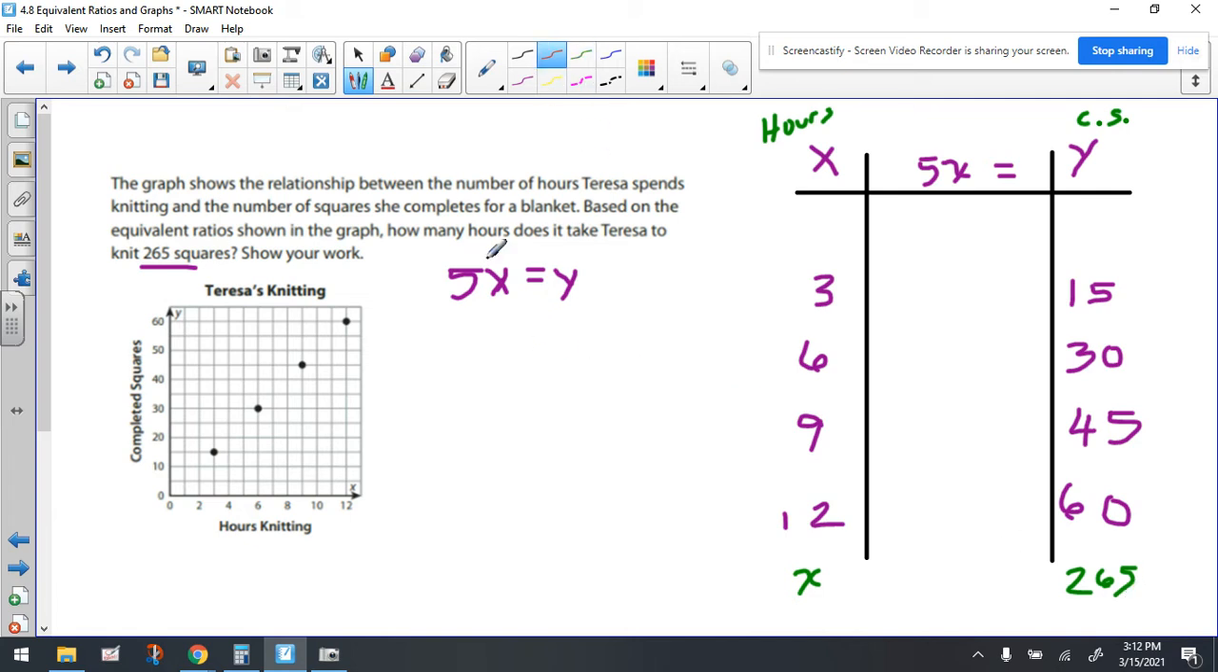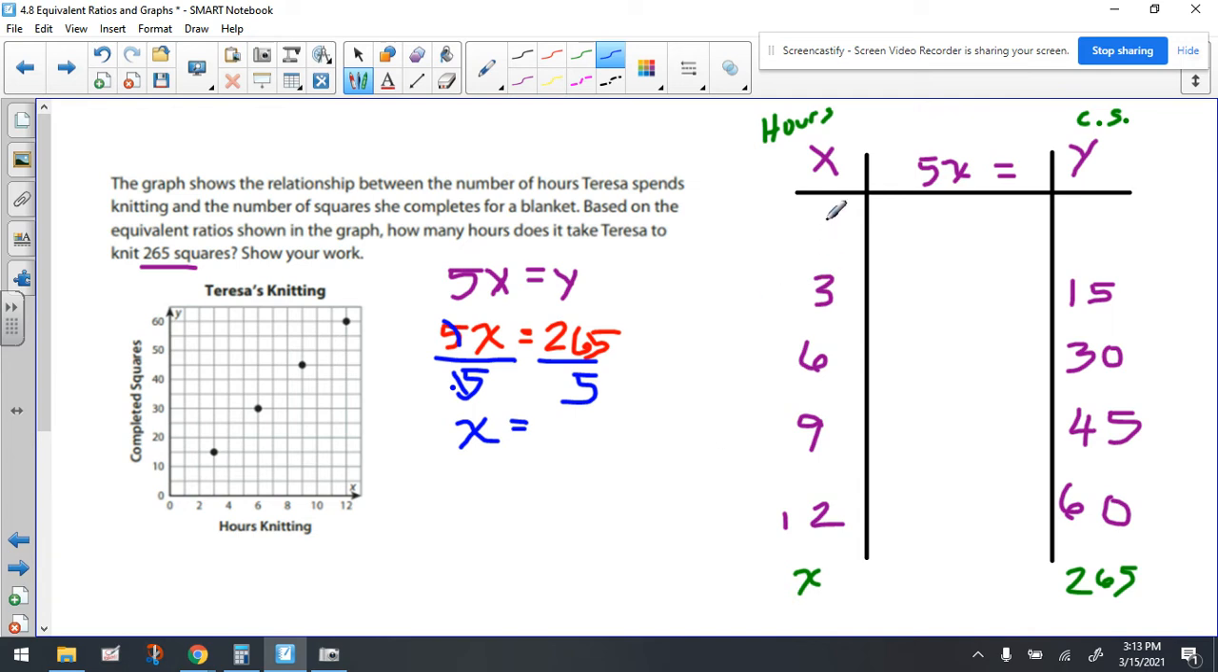So if we're going to use algebra, then we'd be solving 5 times x equals 265. And the opposite of multiplying a variable by 5 would be to divide by 5. And then if we just do this divided by this, we'll get our answer. But let's look at using ratios.